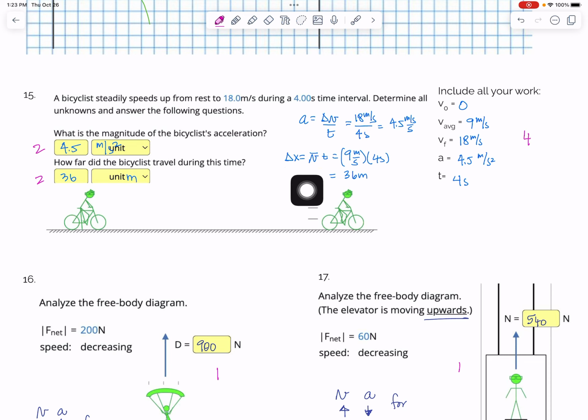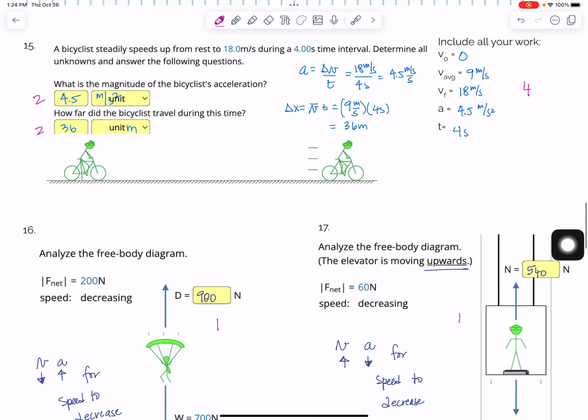And then I know that I can get displacement is the average velocity times time. Again, usually there are multiple ways to solve problems. This just happened to be how I solved it. So you get 4 points for your work, and then 2 points for each of the blanks. Well, not 2 points each. You get 1 point for each blank, so it's 4 points altogether.